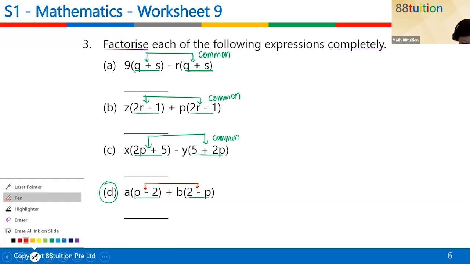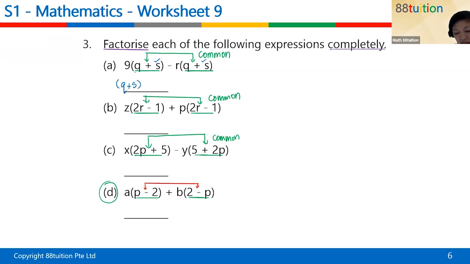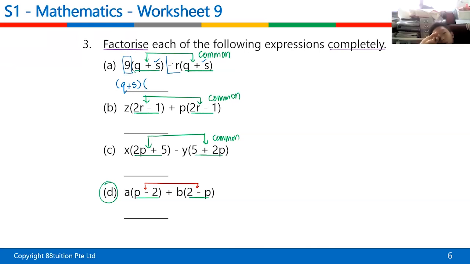Okay, I want to do this. Since I'm looking now at 3A, you have this common term here. I'm going to factorize the common term outside. Call it Q plus R. So then after that, what will I have here? Left with 9 and left with minus R. Do you get that correct? Yes or no? Good.